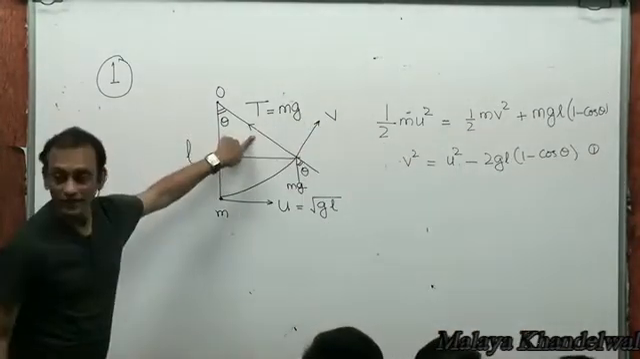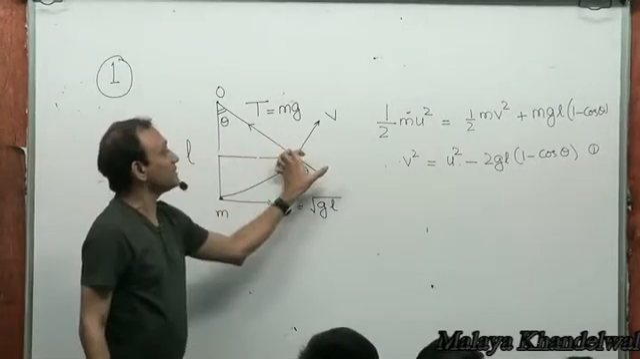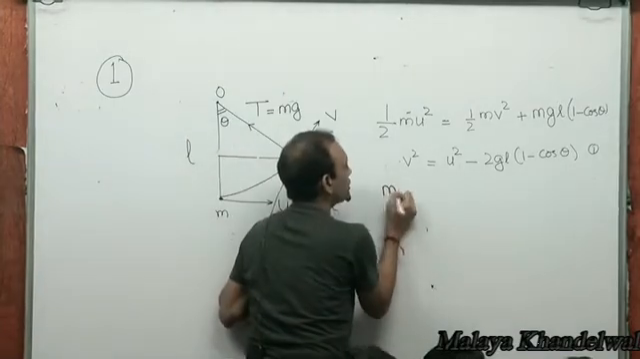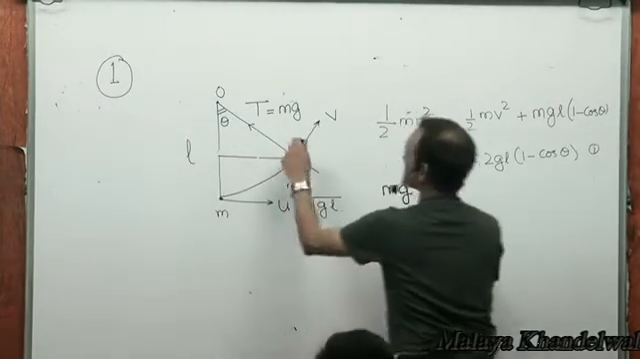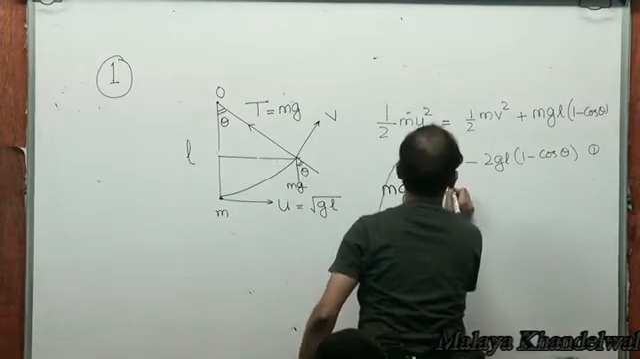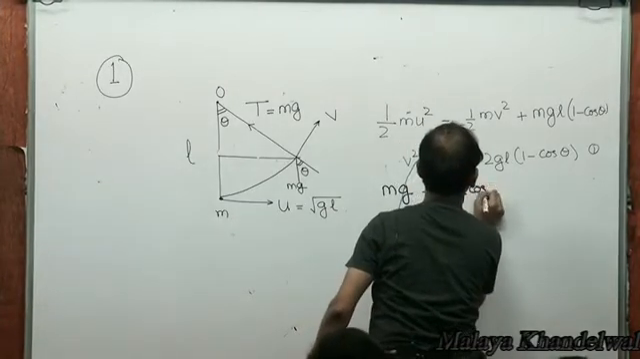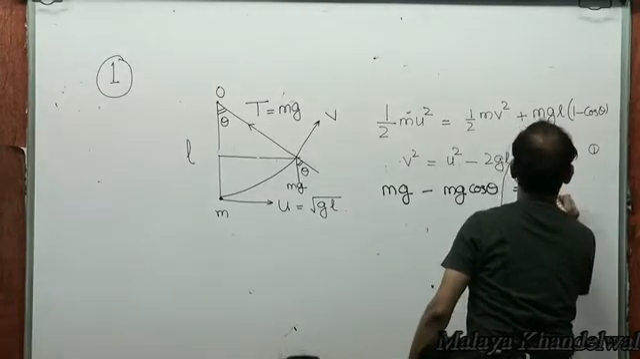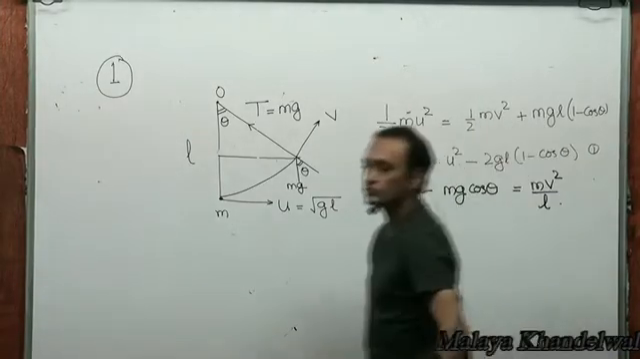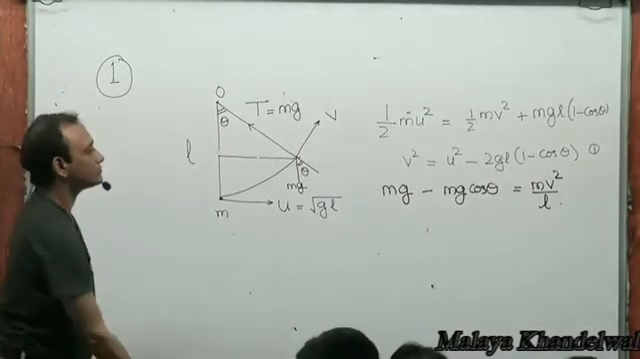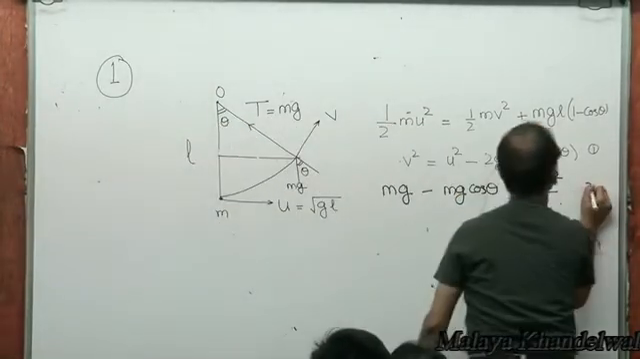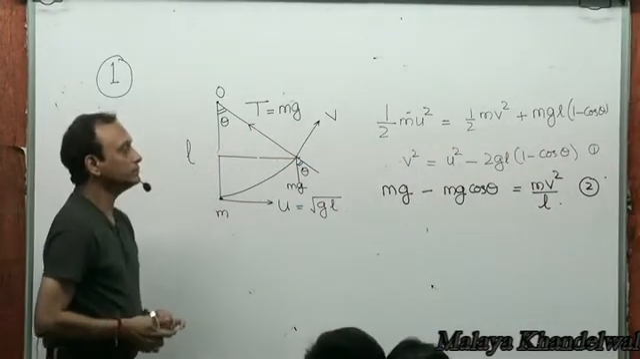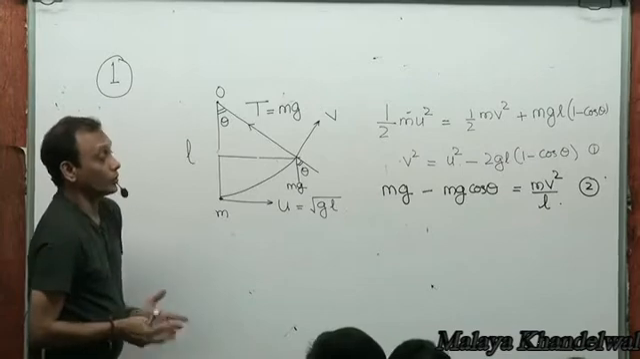And then centripetal force requirement here: T minus mg cos theta is m v squared by L, right? T, which is mg, minus mg cos theta, is m v squared by L. Yes or no? Now, what do we need to solve for?